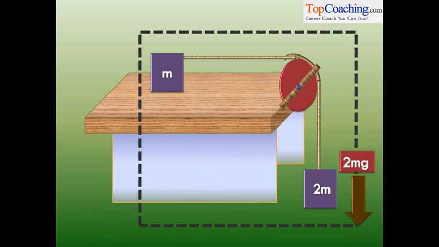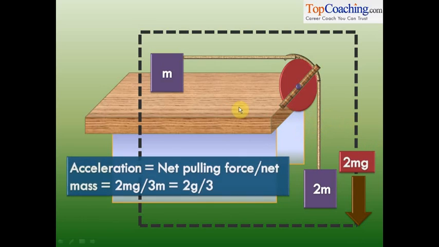We know that the mass 2m is pulling the system down by a force 2mg. The mass m is not pulling the system anywhere, isn't it? Because its weight is not pulling the string. We have to calculate the weight that's pulling the string. So you can say that the net pulling force on the system is simply mass 2m's pulling force. That is 2mg. The net mass of the system is 3m. Therefore, the acceleration of the system is 2g by 3. We've calculated that so easily, isn't it?